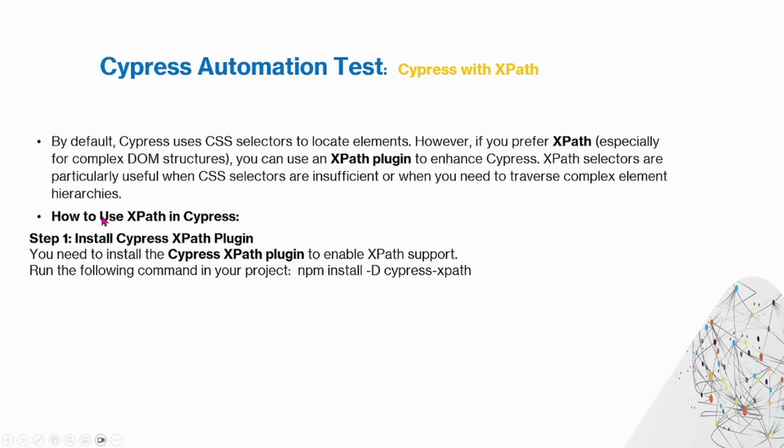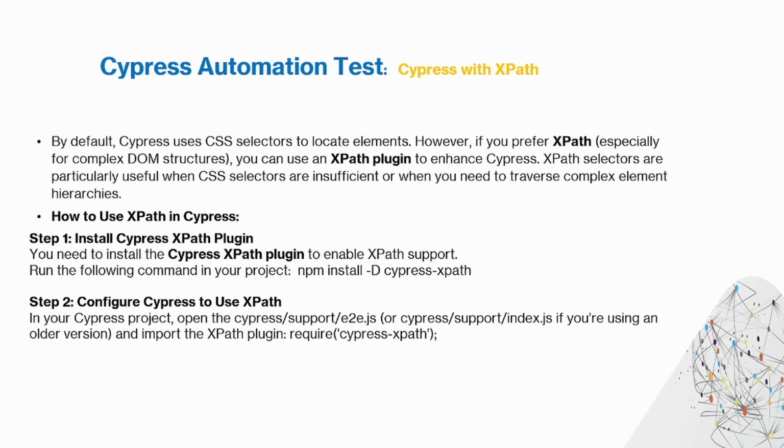So in order to use XPath in Cypress, these are the steps that you need to follow. First, install Cypress XPath plugin. You need to install the Cypress XPath plugin to enable XPath support. Run the following command in your project. So npm install -D cypress-xpath, and this will install the package or plugin.